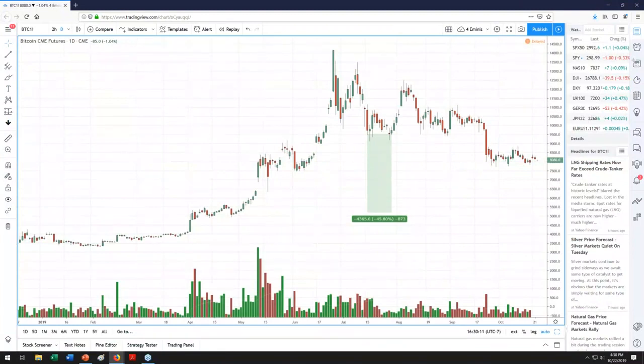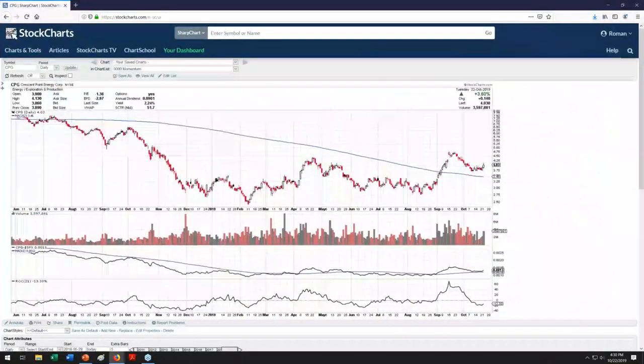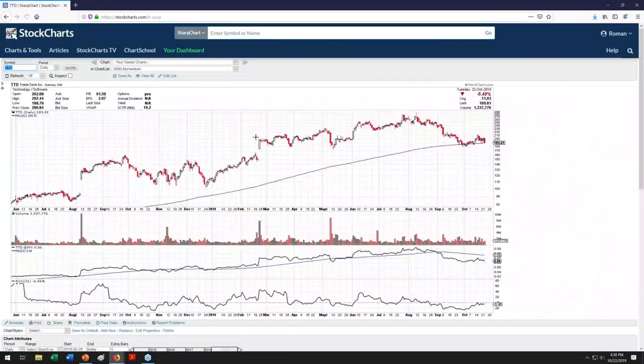Okay, you should be seeing it now. So here is a Bitcoin. Let's see what you guys are saying. Okay, so definitely no. More no's to that. Okay, next stock. And let's just definitely pick up the stock. Trade Desk. That's the next candidate.